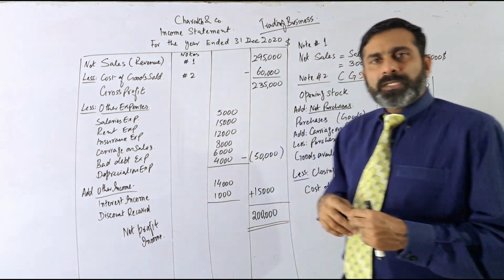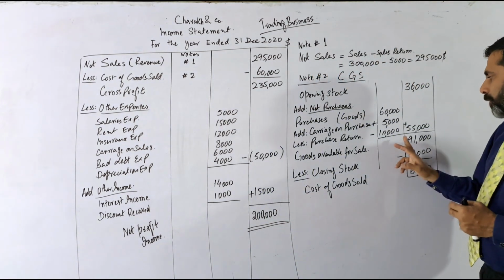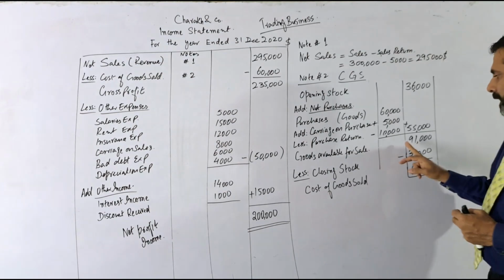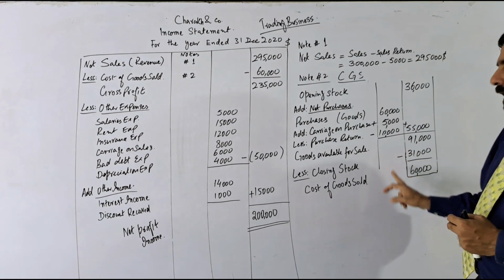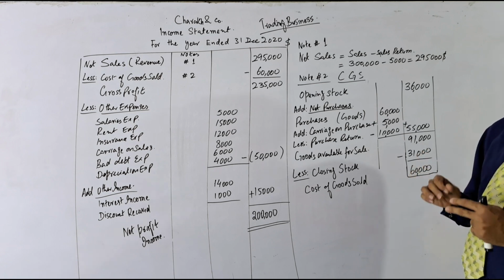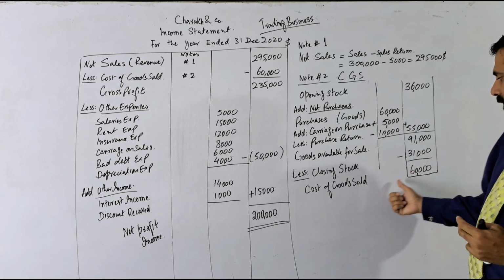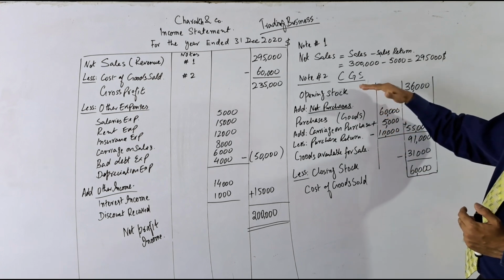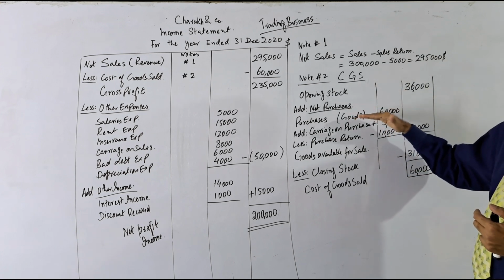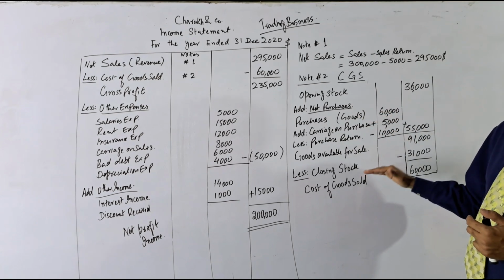So if 31,000 is available, it means out of the 91,000 total goods available, 31,000 is still with them. It means the total cost of the goods which are sold is only 60,000. So we have deducted that one. So opening stock is added, purchases are added, and closing stock is deducted.